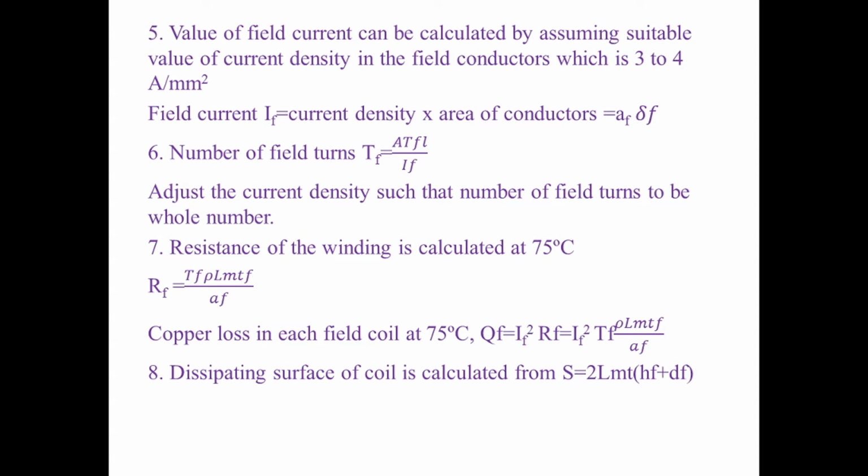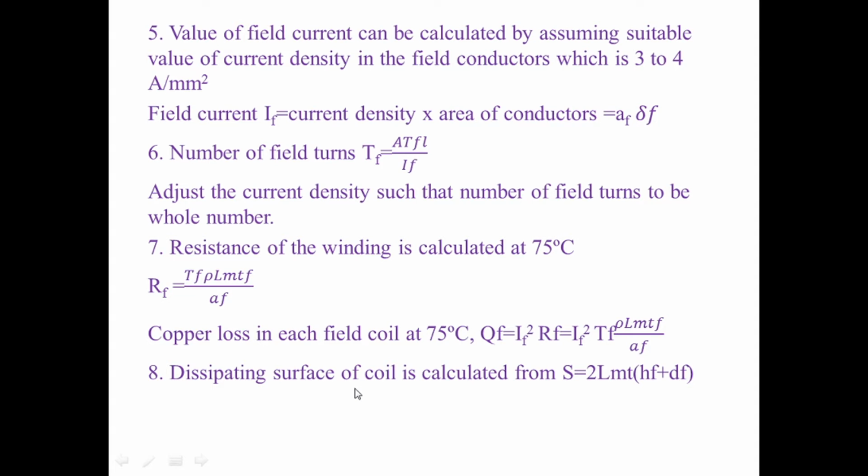Next step is copper loss. Copper loss in each field coil at 75 degree centigrade, QF, is equal to IF square into RF, which is TF into rho into LMTF divided by AF, where TF is the number of field turns.